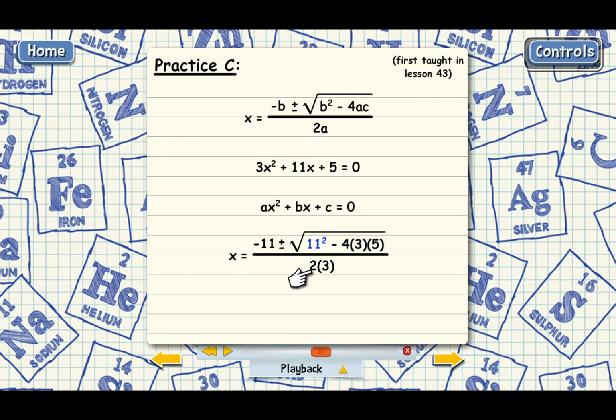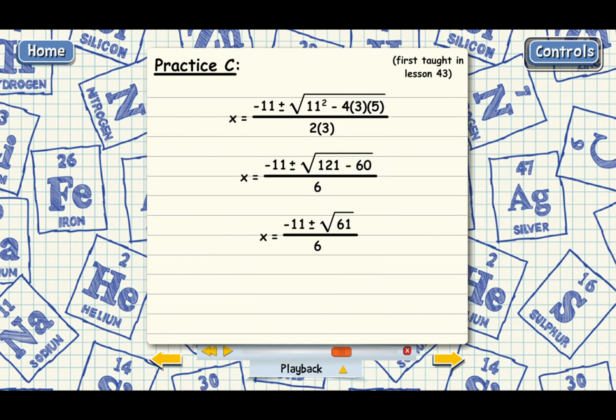11 squared is 121, and then multiplying all of these out gives us this. 121 minus 60, that's what that comes out to. And then 121 minus 60 is equal to 61. And I also multiplied the 2 and the 3 on the bottom to get 6. And then since the irrational number square root of 61 can't be simplified any further, these are our two answers.